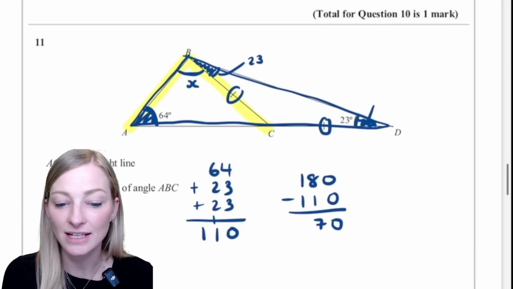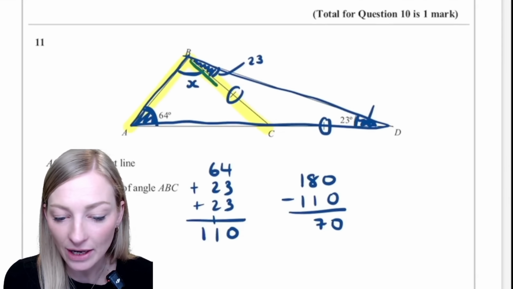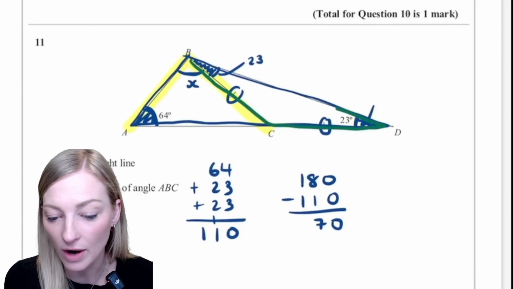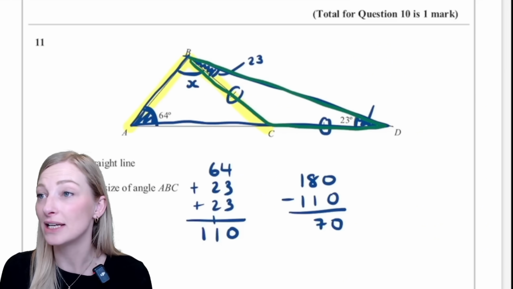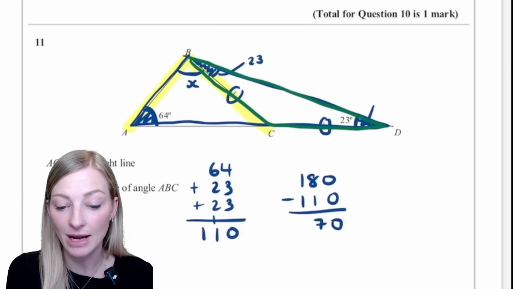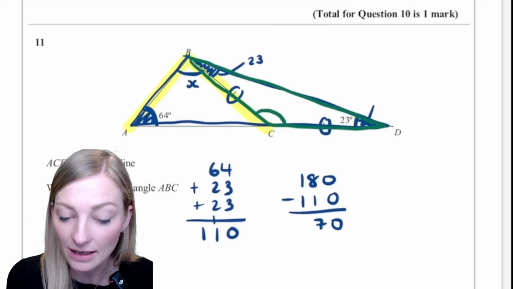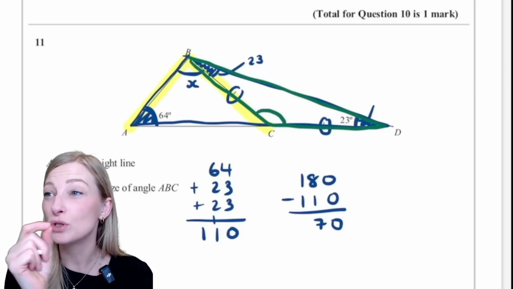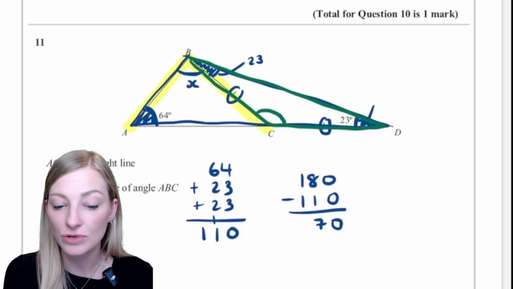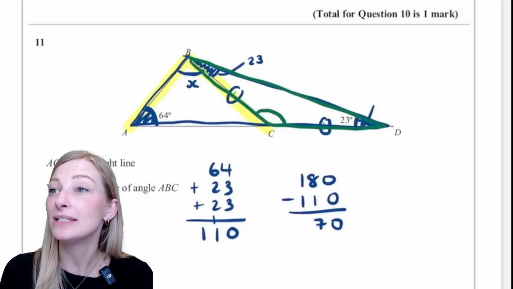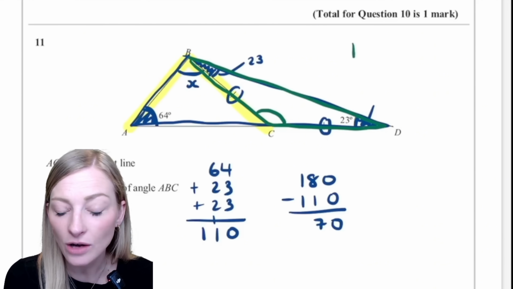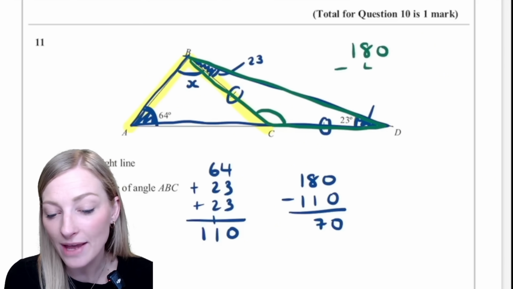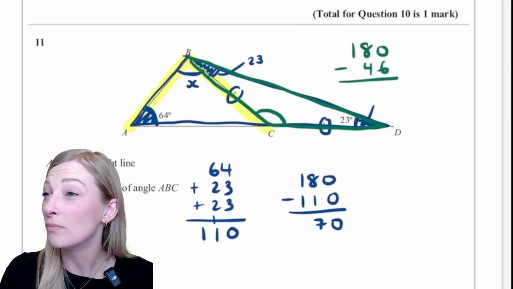You might have then said, well, actually, let's have a look at this triangle over here on the right. If I know that it's isosceles, I've got 23 and 23, then the angle that's missing here is going to add with those two 23s to make 180. 23 add 23 is 46. 180 take away 46.